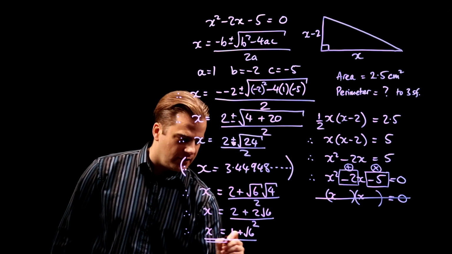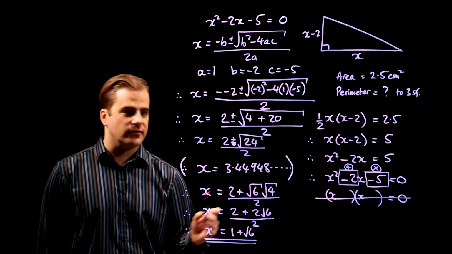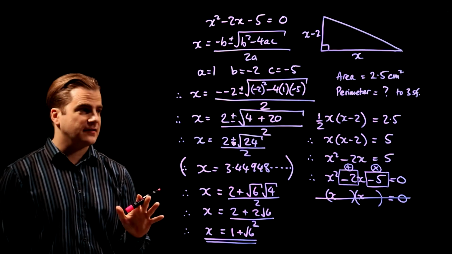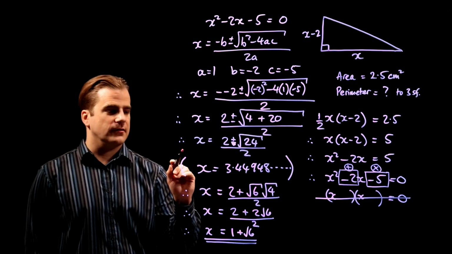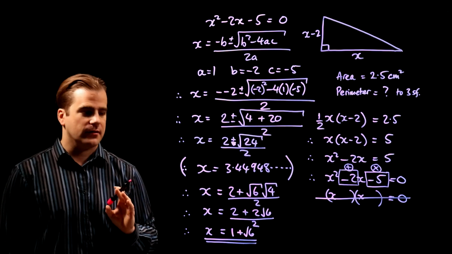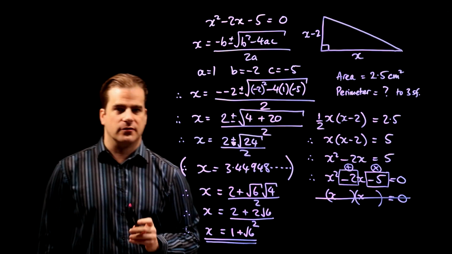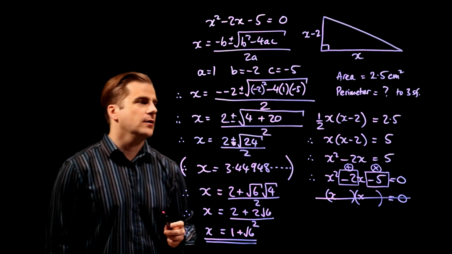I much prefer that version of x. X is just 1 plus root 6. Let's work with that and then only put in numbers into the calculator at the very last step. Okay? So, we've got x, it's 1 plus root 6. Where do we go from here?